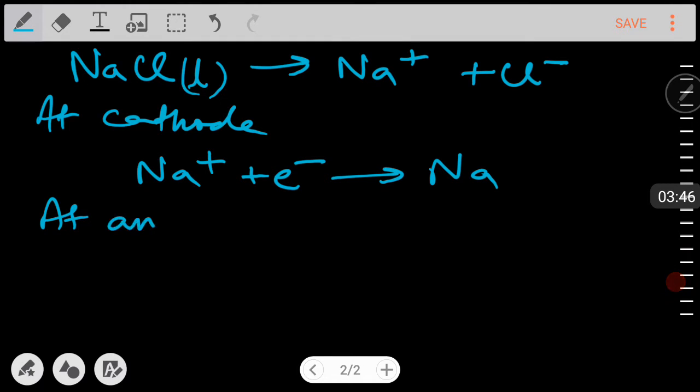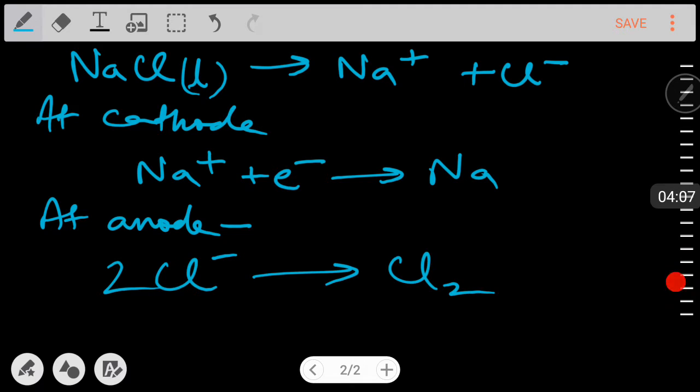At the anode, Cl- ion, that is an anion, due to its negative charge, will move towards the positive anode. And when it touches the metal rod of the anode, it gets oxidized. It means it will lose its electron and form Cl2.